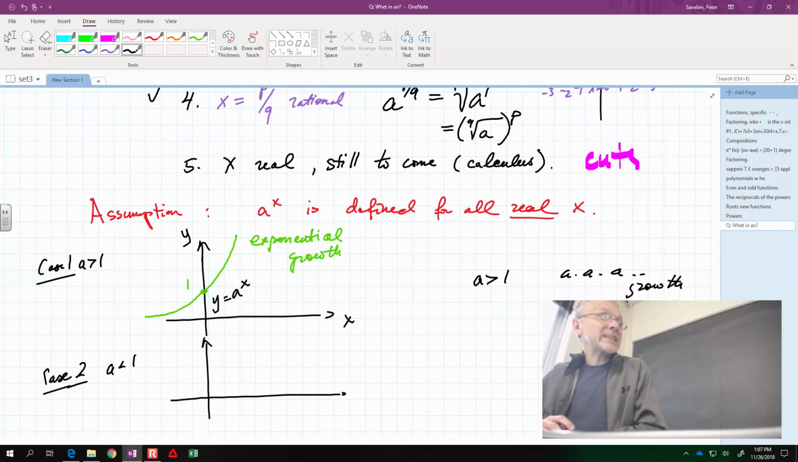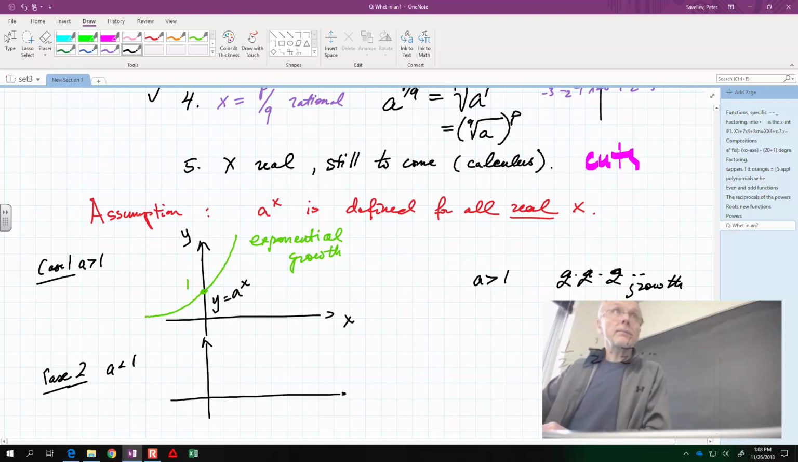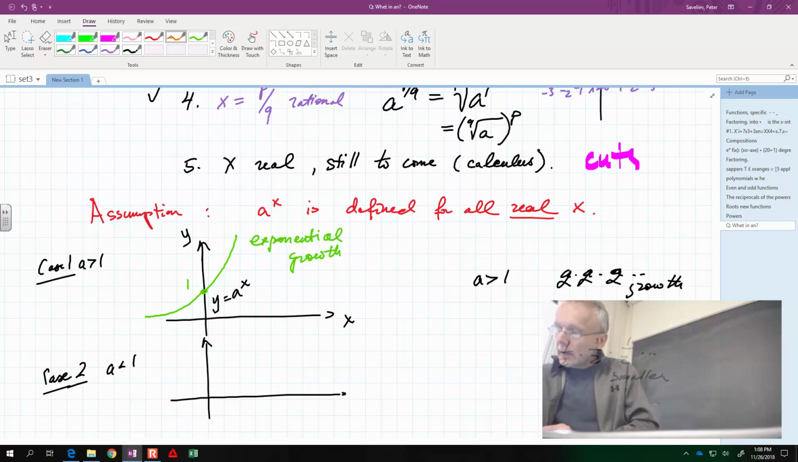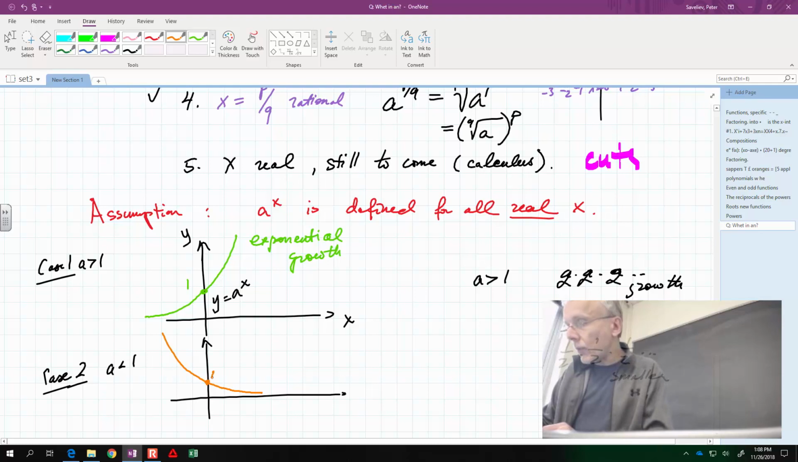When a is less than 1, you multiply by, once again, these could be 2's. What if you multiply by 1/2 and you keep multiplying? It gets smaller. It gets smaller, and also in a dramatic way, like this. So it also passes through 1, and it's called exponential decay. A less than 1.